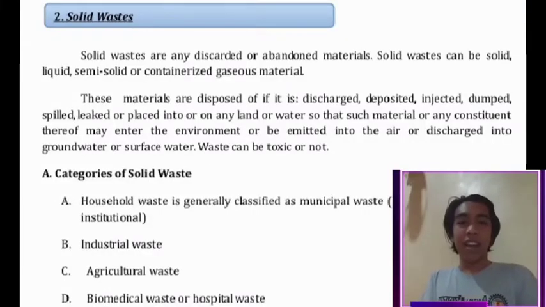Solid wastes are any discarded or abandoned materials. Solid waste can be solid, liquid, semi-solid, or containerized gaseous material. These materials are disposed of. It is discharged, deposited, injected, dumped, spilled, leaked, or placed into or on any land or water so that such material or any constituent thereof may enter the environment or be emitted into the air or discharged into groundwater or surface water. Waste can be toxic or not.